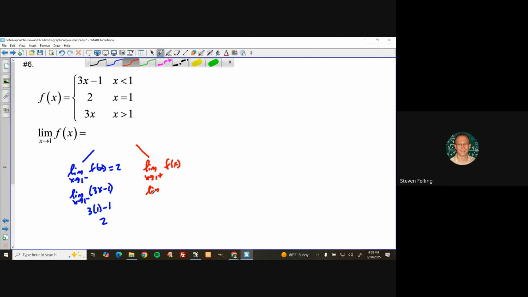And now, because this is a piecewise function, we may have a different rule here. So for x's above 1, we have to use the rule 3x. So when I plug a 1 in there, I have 3 times 1, which is 3. And because those two limits are not equal, we have to say that this limit does not exist.